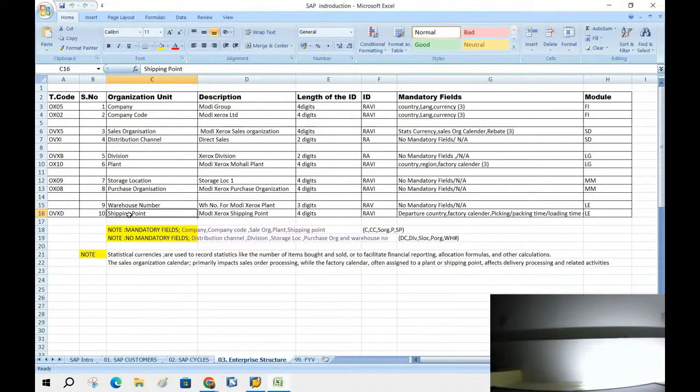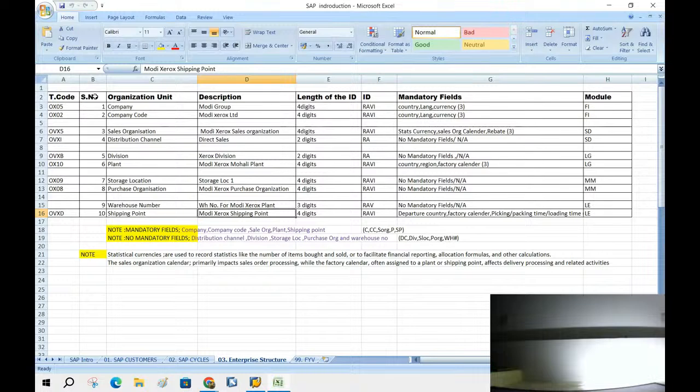Now, what is the example we have taken? Our company is going to be Modi Group. Company code will be Modi Xerox. Sales organization will be Modi Xerox Sales Org. Distribution channel, I'll call it direct sale. Division will be your Xerox division. Plant is going to be Modi Xerox, Mohali plant. Storage location 1, and Modi Xerox head of the purchase department can be called Modi Xerox Purchase Organization. Then the warehouse number for the Modi Xerox plant and the Modi Xerox shipping point.